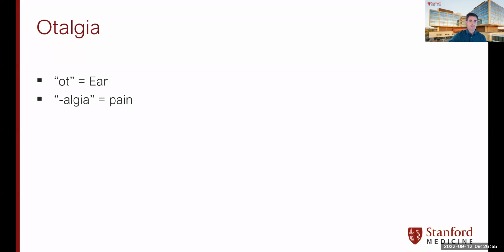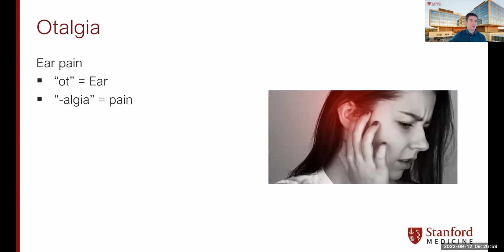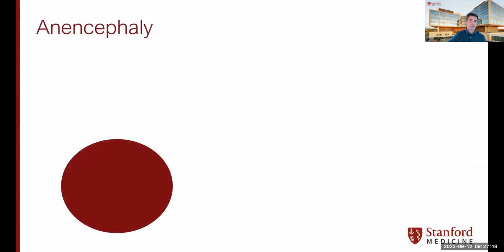So Otalgia is pain in the ear. And so it can mean a number of different sort of pathologies, but ultimately this is a symptom that patients present with. And then healthcare professionals sort of have to work through sort of where is that pain coming from, et cetera. All right, and Encephaly. This is a long one.